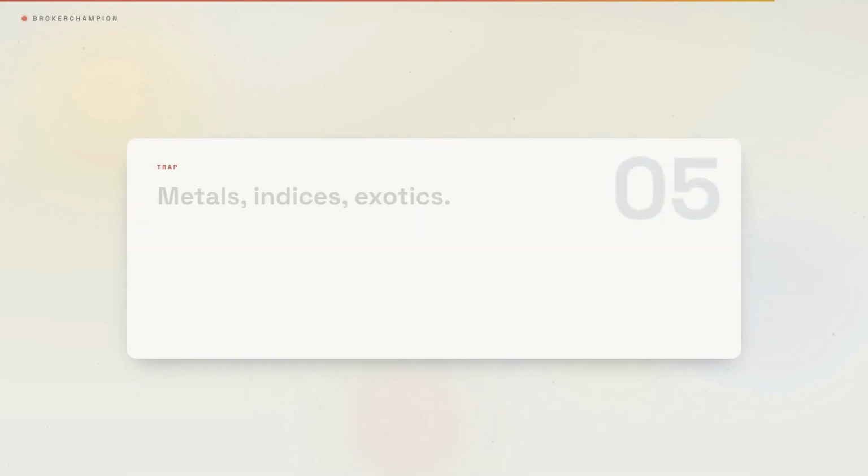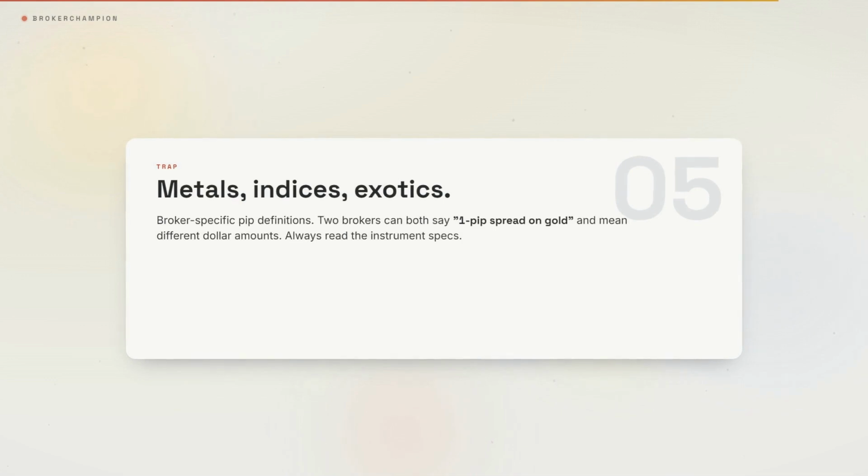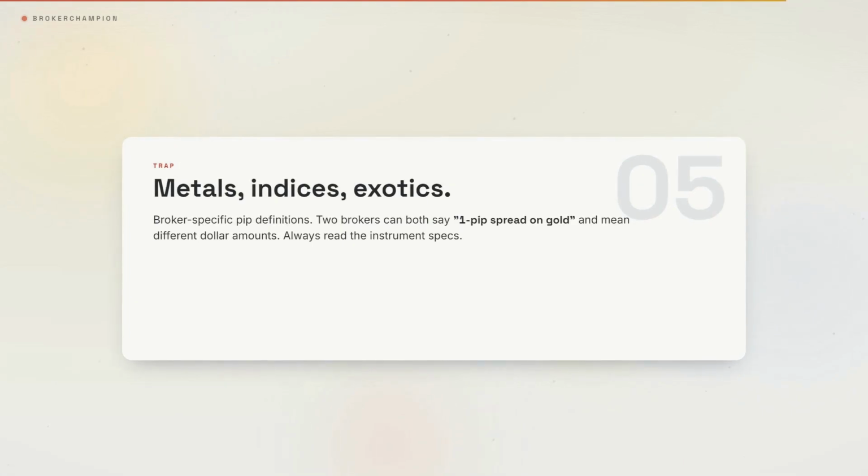And 5. Metals, indices, exotics. Broker-specific pip definitions. 2 brokers can both say 1 pip spread on gold and mean different dollar amounts. Always read the instrument specs.